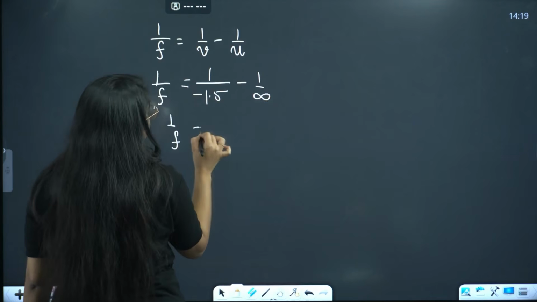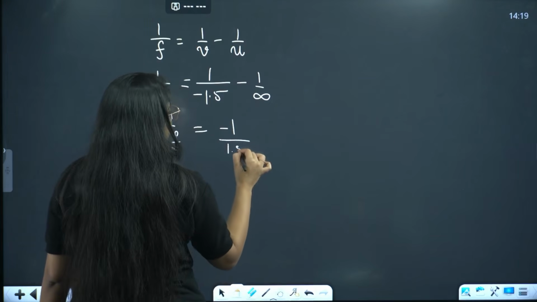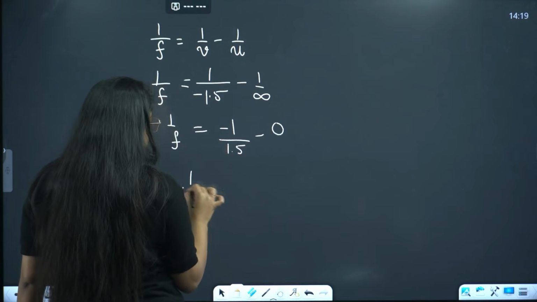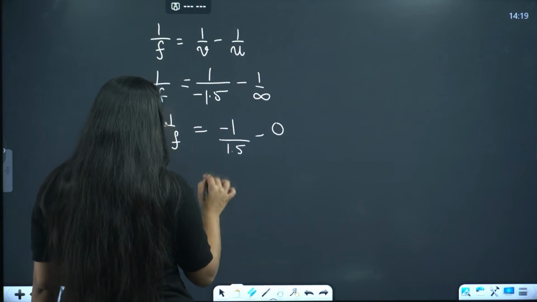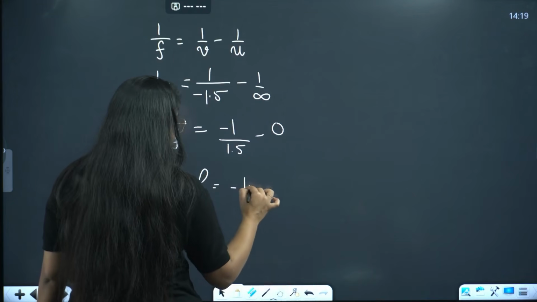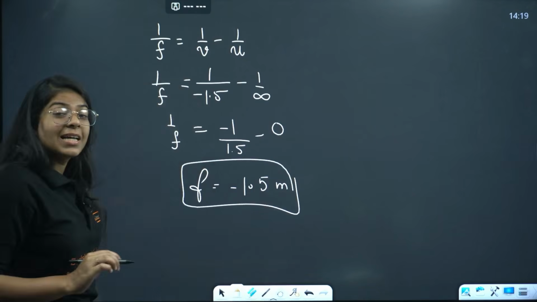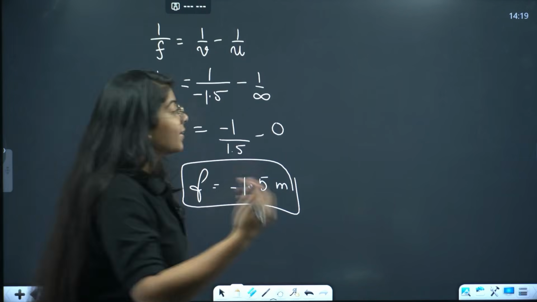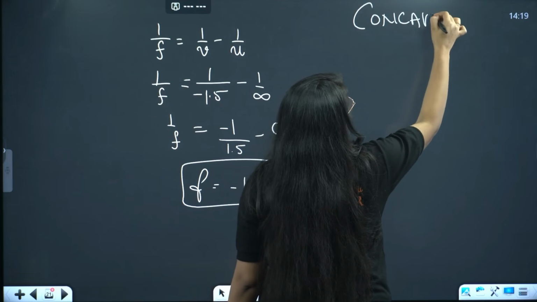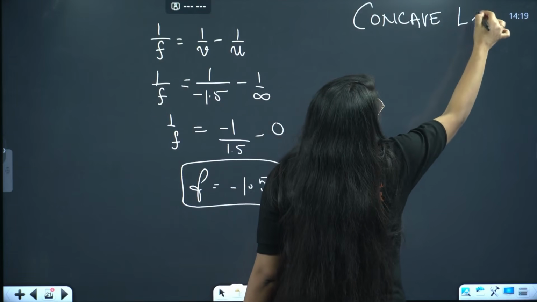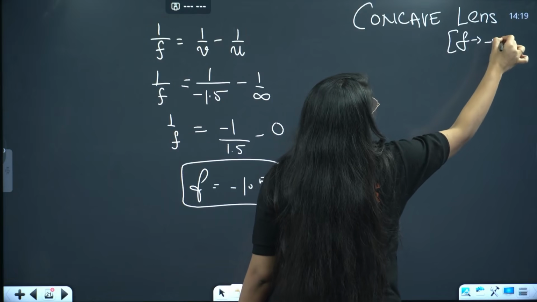1 by focal length is minus 1 divided by 1.5. The 1 by infinity term will become 0. Let's just write simple: focal length will be minus 1.5 meters. Which lens has negative focal length? That is, ma'am, my concave lens, right? Concave lens has negative focal length.